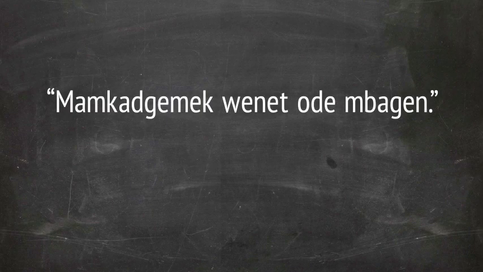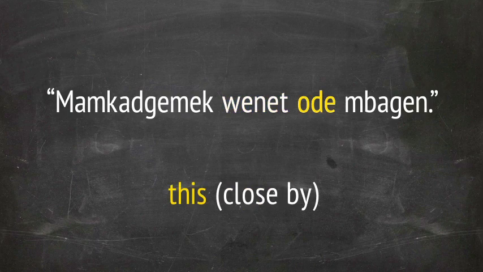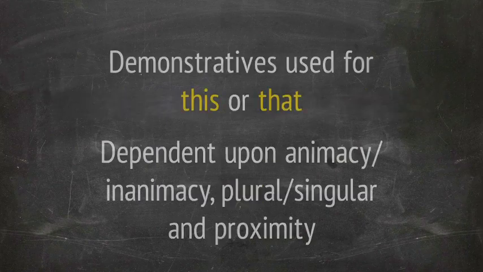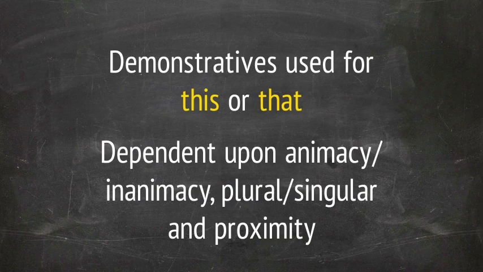Mom kad gemak wunet oda bagen. Mom kad gemak. Wow, this is a woman's term. Wunet, it is good. Oda, this, something that's close by. Bagen, bed. Demonstratives are a way of talking about this and that.